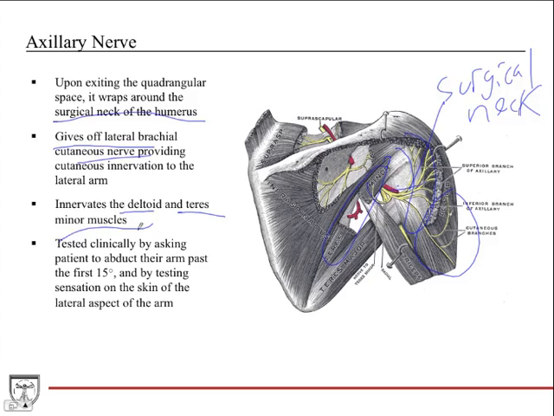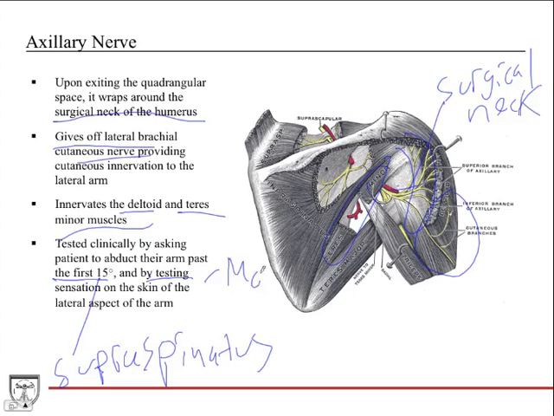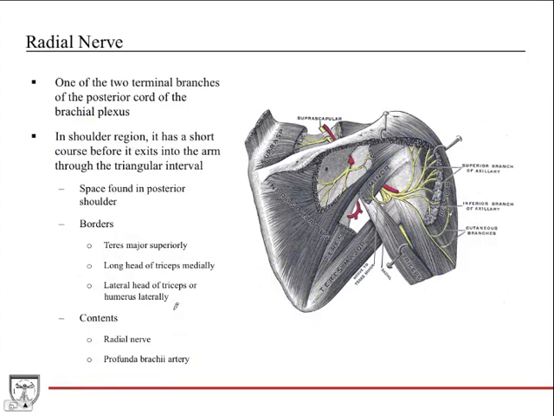The way you test this clinically is you ask the patient to abduct their arms past the first 15 degrees, because the first 15 degrees is supraspinatus. Just because they can go the first 15 degrees doesn't really mean anything. As long as they have supraspinatus, that's okay. If they can't go anywhere past that, then you worry about axillary nerve damage. The other way you test it, so you test the motor and the sensory component of the axillary nerve, is you test the sensation on the skin of the lateral aspect, and that'll give you an idea of the integrity of the axillary nerve.